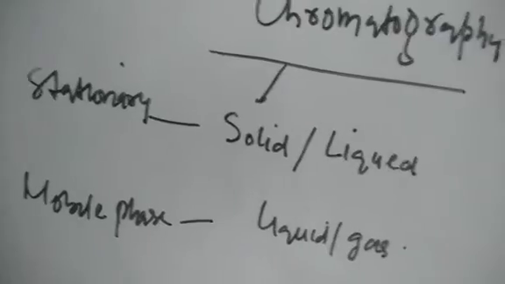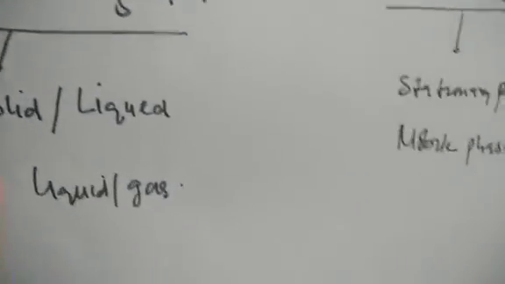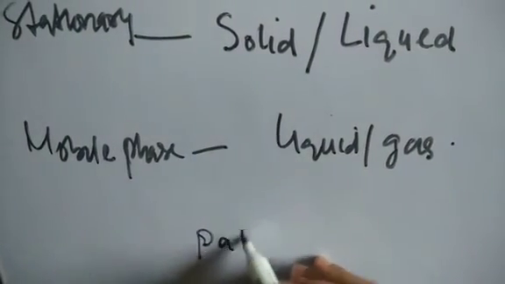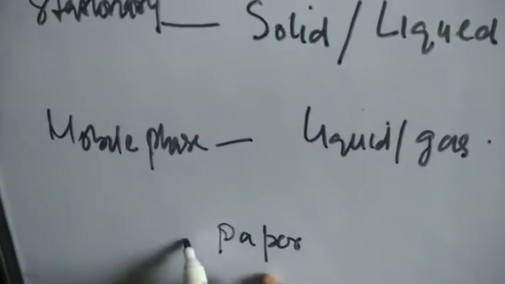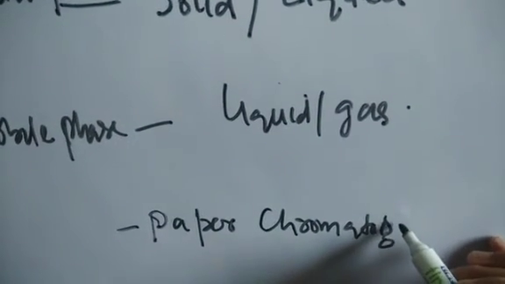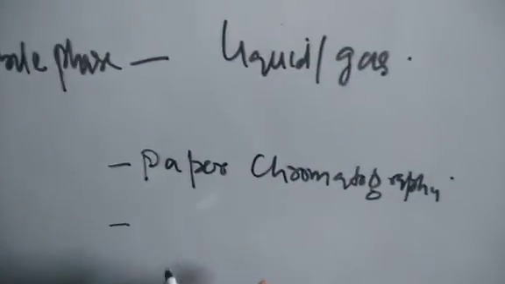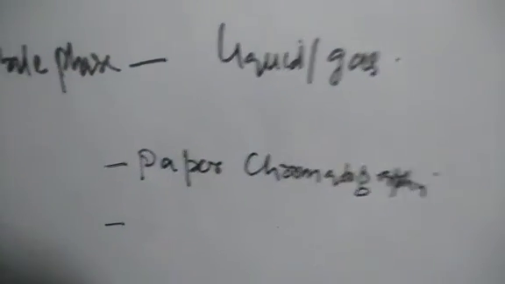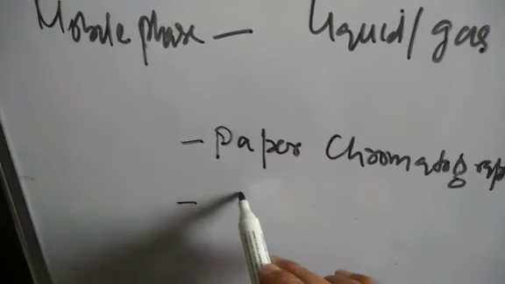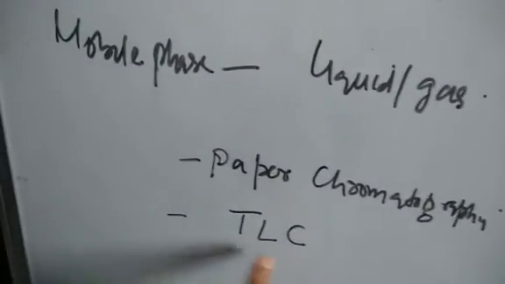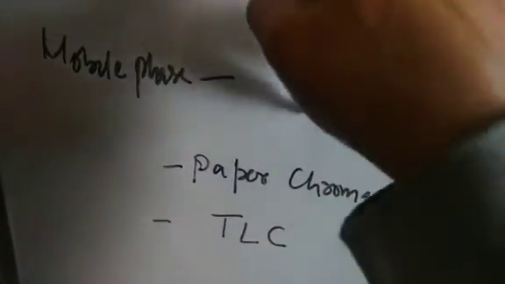Now if you take examples, as far as partition chromatography is concerned, the example we use in the lab is paper chromatography. I will not explain it here right now. Just note paper chromatography as an example of partition chromatography. Similarly, the chromatography often used in the lab at UG level, PG level and in research is thin layer chromatography, TLC. This is also an example of partition chromatography.